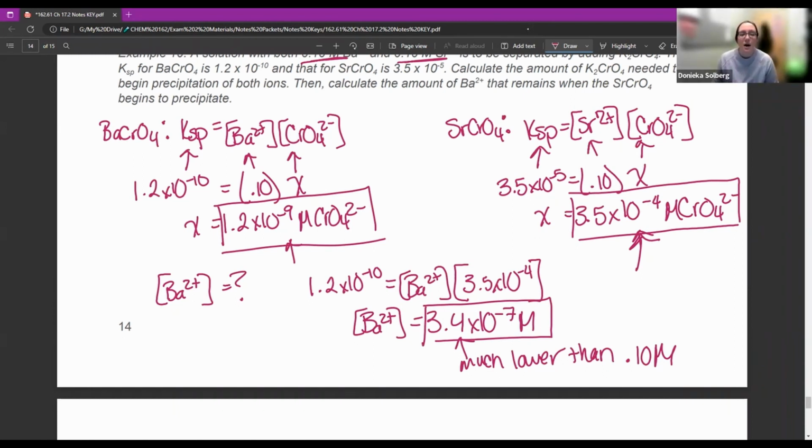Essentially what we did, we calculated how much chromate I needed for both, and then how much barium would be left when I started precipitating the strontium, when I hit this one. And since this is low, it's actually a pretty effective separation method. Now, like I said, if this had been a lot bigger or closer to what it started with, then it is not a very effective separation method.